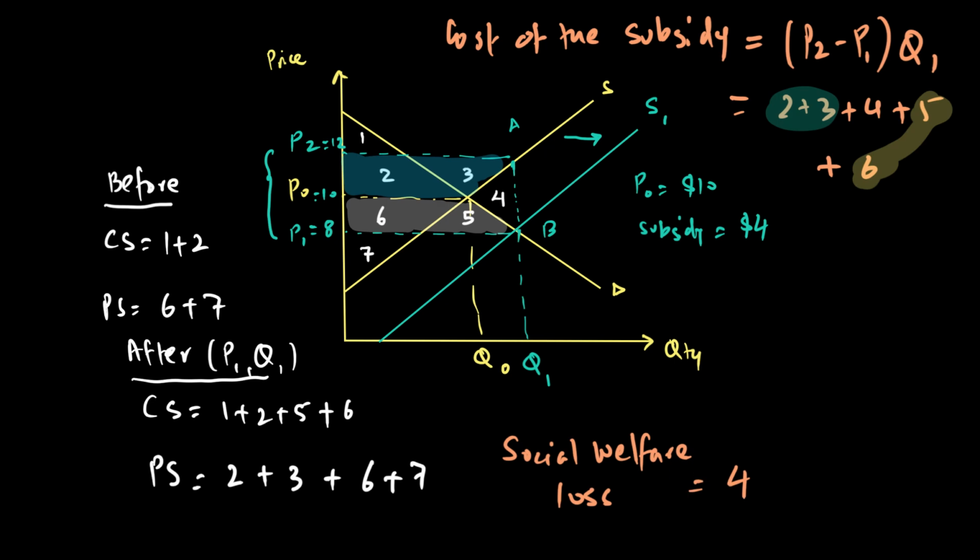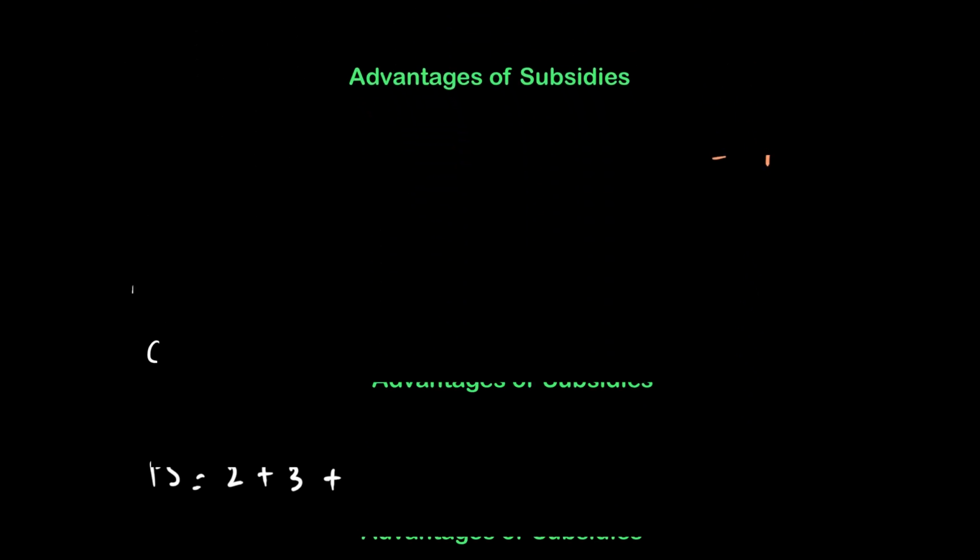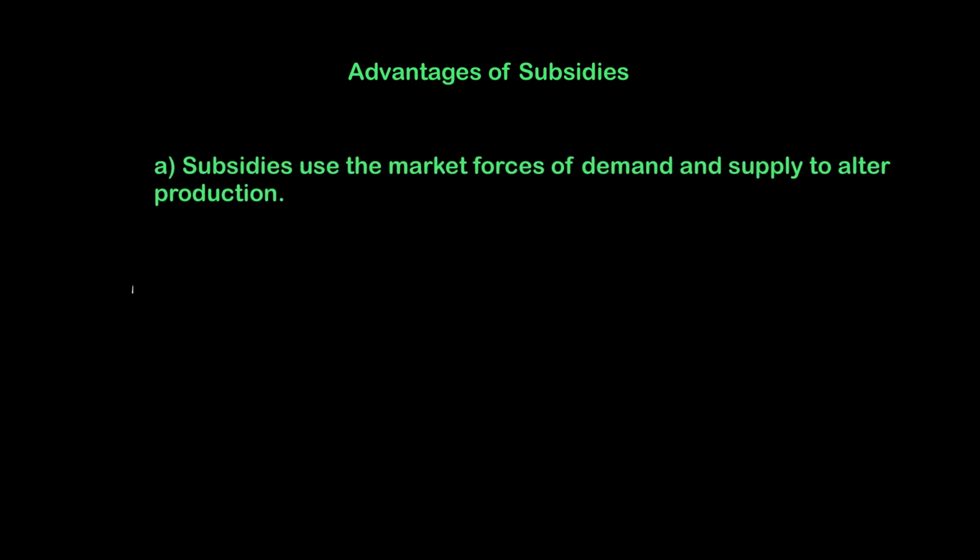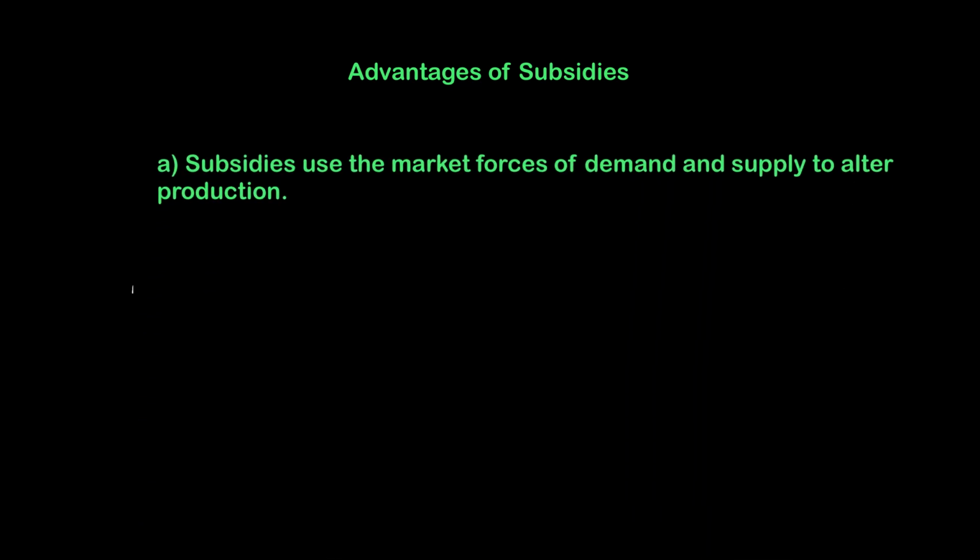Let's now look at some of the advantages and disadvantages of subsidies. So, the first advantage of subsidy is that just like indirect taxes, subsidies also use the market forces, demand and supply, to alter production. If I want to, as government, encourage the production or consumption of any good, I just need to give a subsidy to the producer and the price will go down, the quantity to be bought will go up.